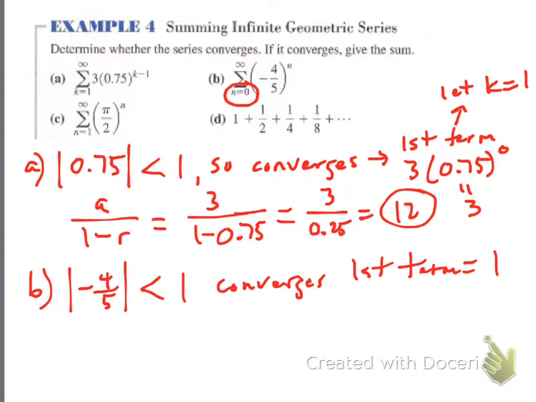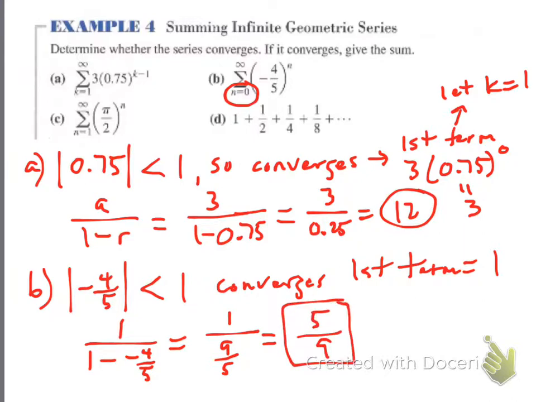So that means we have 1 over 1 minus negative 4/5. Now you say, why negative 4/5? Because that's what r is. So it's 1 over 9/5. So our sum is 5/9.